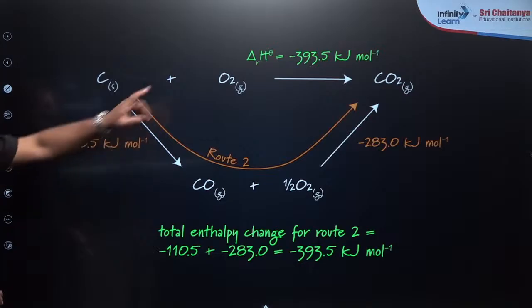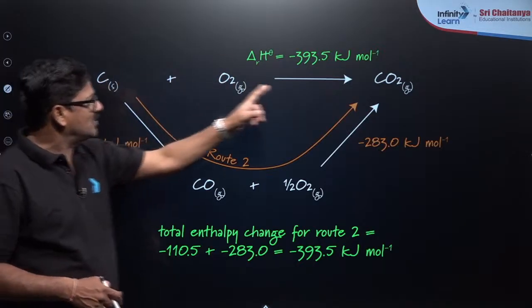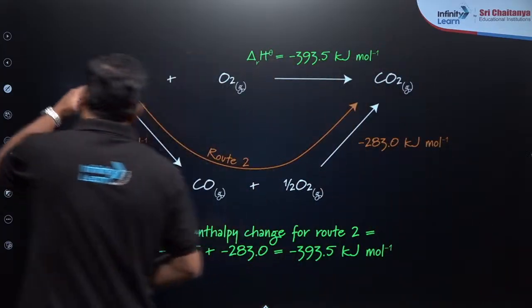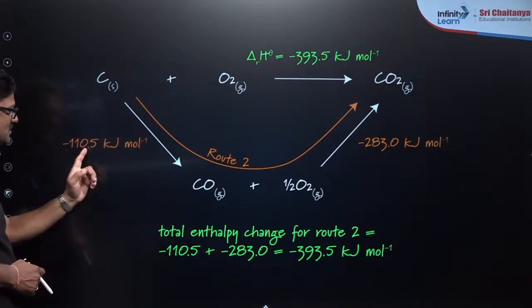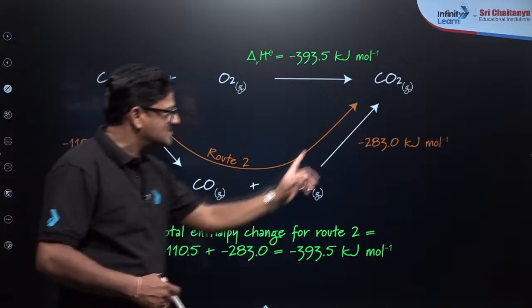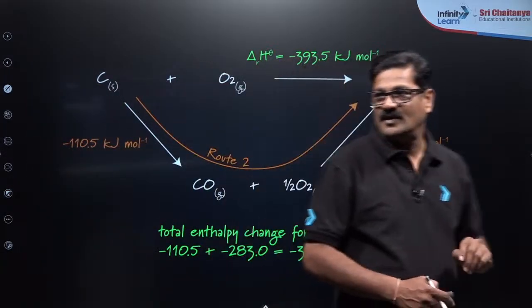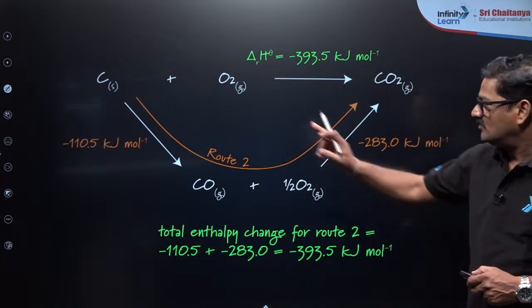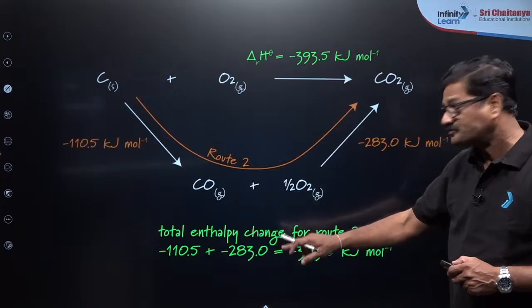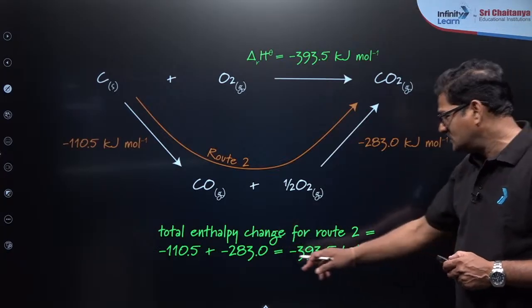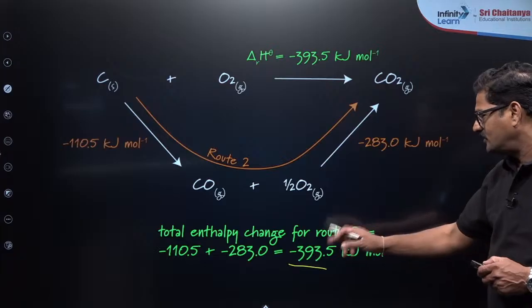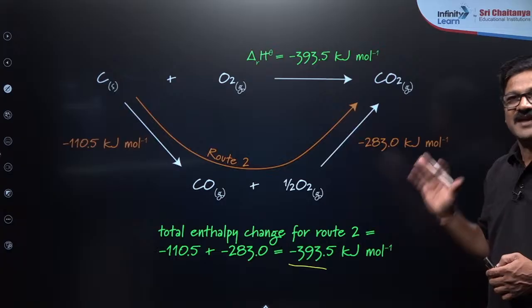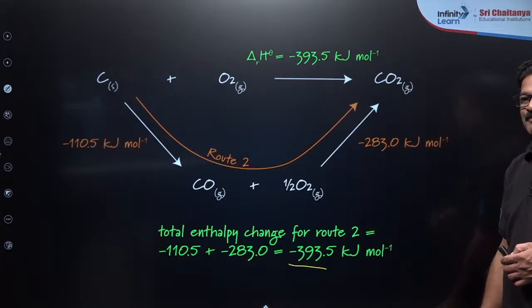You can see, let us say the enthalpy of reaction in route 1 is minus 393.5, and in route 2 the first step is minus 110.5, and in the second step minus 283.0. Look at this working. So the total enthalpy change for route 2 is equal to minus 110.5 plus minus 283.0, which is equal to minus 393.5. The same thing you are going to get, na? It is experimentally verified. ठीक है? Any doubt?